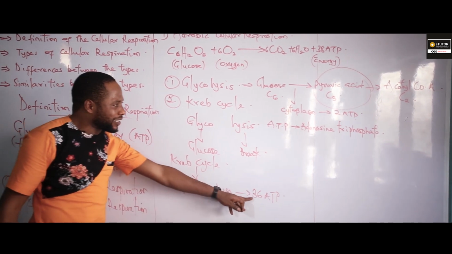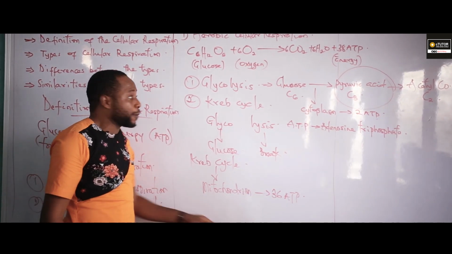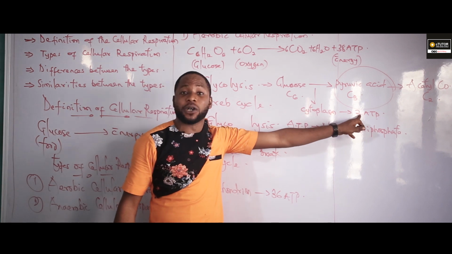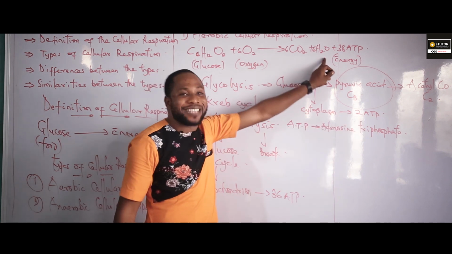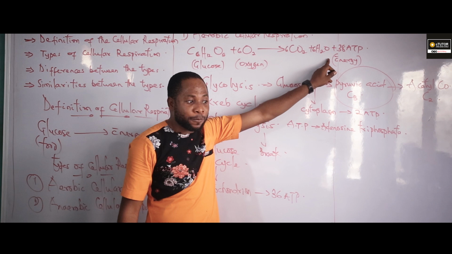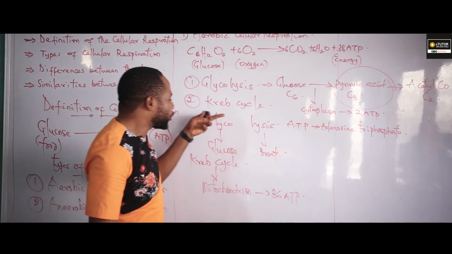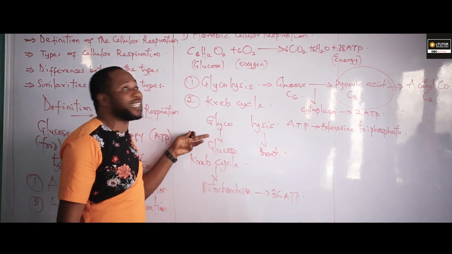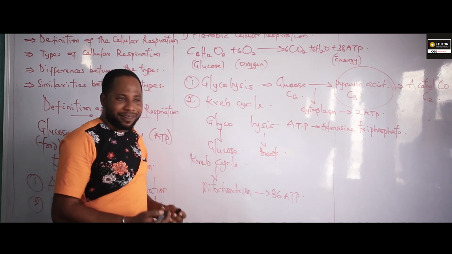So the addition of this 36 ATP in the mitochondria with the 2 ATP formed in the cytoplasm gives 38 ATP. So these are the two processes or stages involved in aerobic respiration.